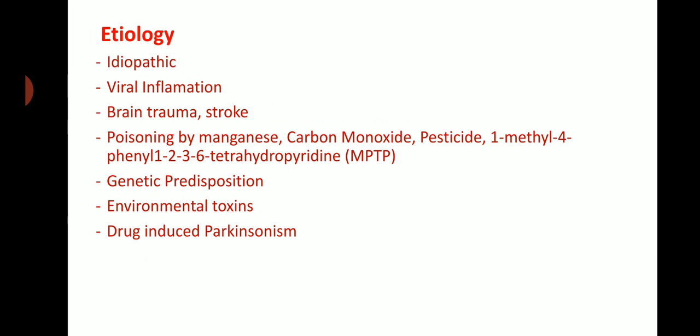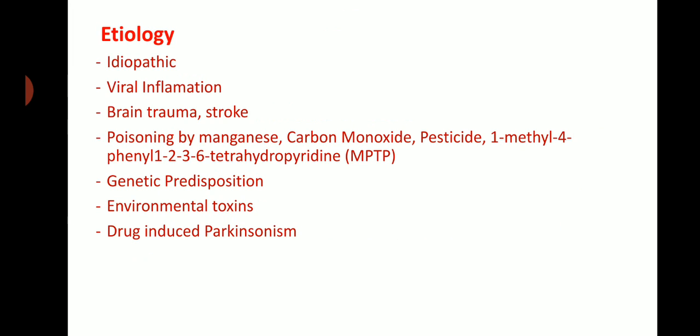What are the causes and risk factors for Parkinson's? Idiopathic, which means the cause is not known up till now, viral inflammations, brain trauma, stroke, poisoning by manganese, carbon monoxide, pesticides, 1-methyl-4-phenyl-1,2,3,6-tetrahydropyridine (MPTP), genetic predisposition, environmental toxins, environmental factors, drug-induced Parkinsonism, age, genetics.